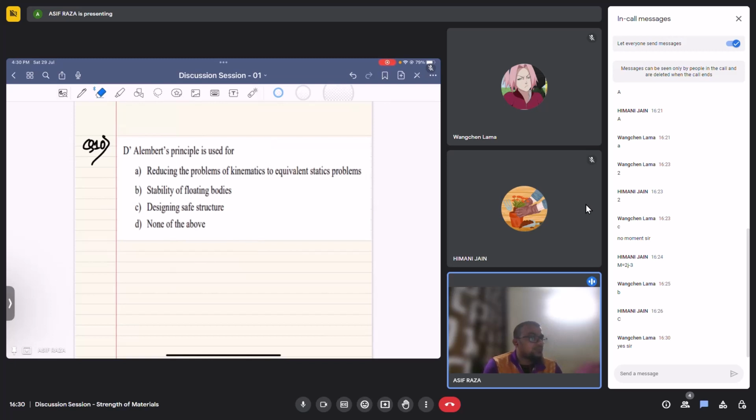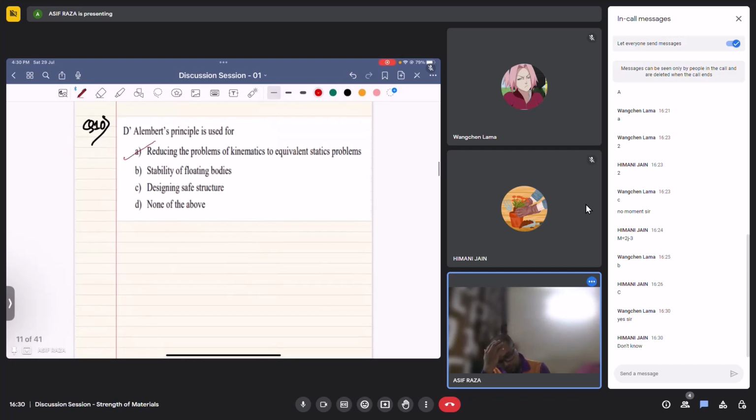It's a straightforward statement. Don't know. Okay, so I'll just tell, the answer is option A, and this can be thought of as in the conservation of momentum thing. So this is a straightforward thing. D'Alembert's principle is used for reducing the problem of kinematics to equivalent statics problem.